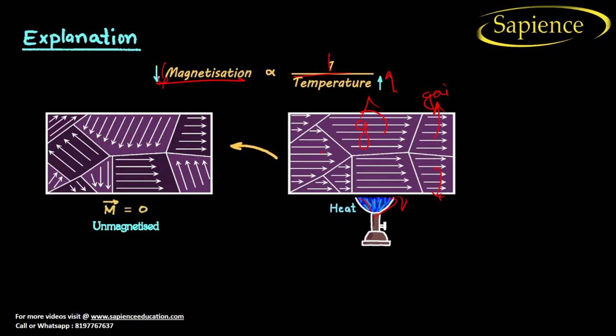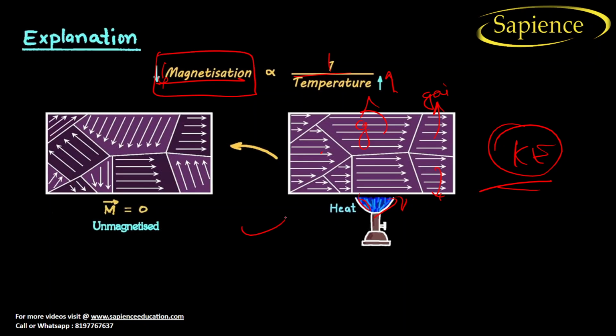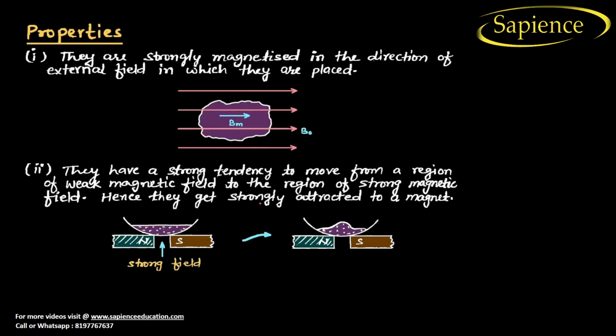So as you increase the temperature or heat, what happens? The domains start gaining kinetic energy, and due to this, there will be less magnetization. So if you heat a ferromagnetic material, what will happen? There will be a loss of magnetization, okay?